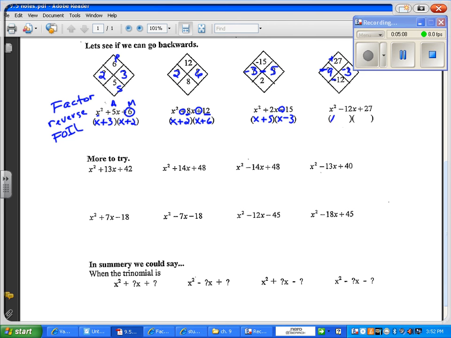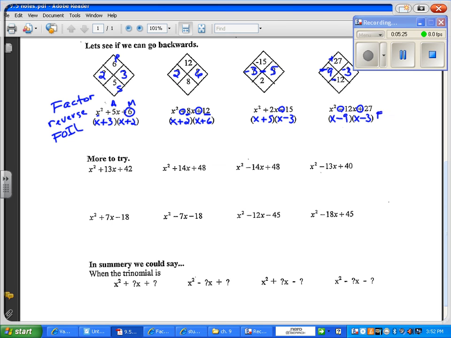Last one, x times x gives you x squared. To multiply to give you a positive and add up to a negative: a negative times a negative is a positive, and when you take a negative plus a negative, it's a negative. We have it in our magic square. It's a -9 and a -3.